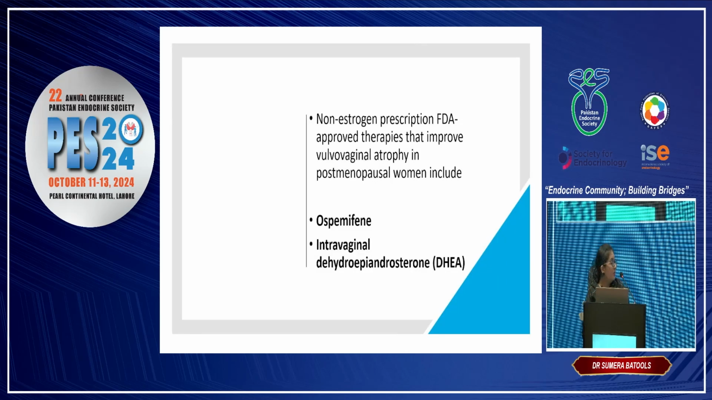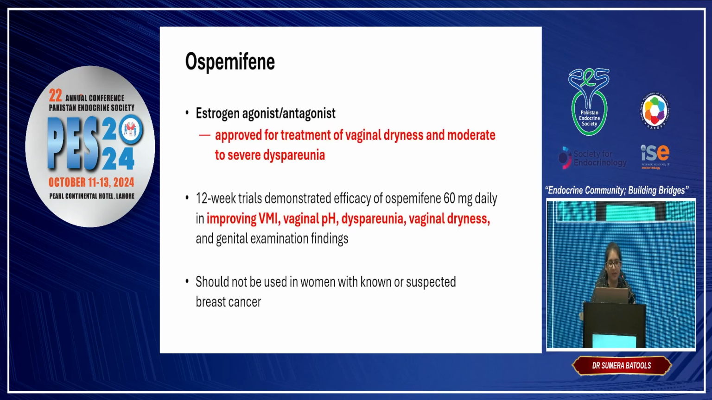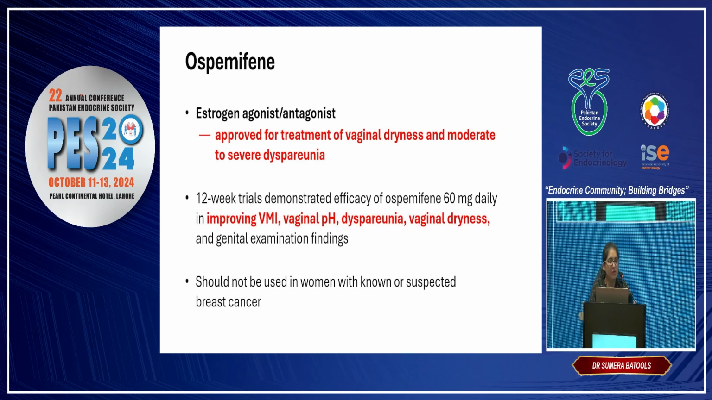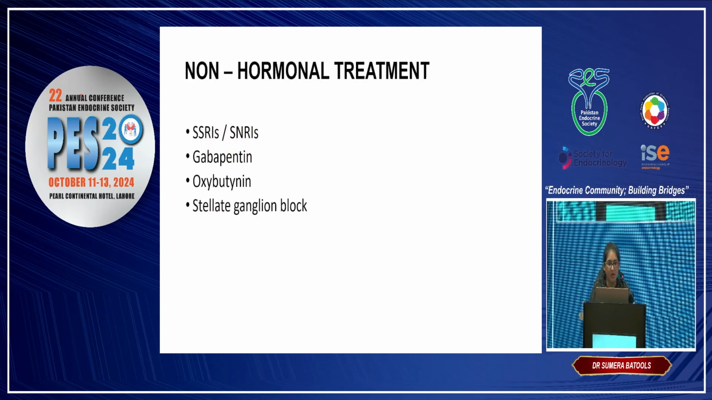If we talk about non-estrogen preparations, there are certain non-estrogen preparations approved by the FDA for the treatment of vulvovaginal atrophy in postmenopausal women, and these include ospemifene and intravaginal DHEA. Ospemifene is a selective estrogen receptor modulator, and it is approved for the treatment of vaginal dryness and moderate to severe dyspareunia, but it should not be used in a woman with known or suspected breast cancer.